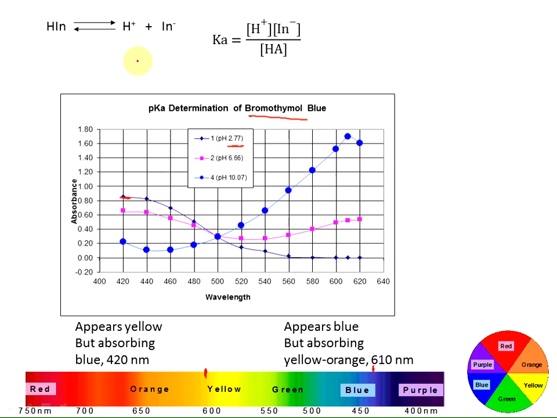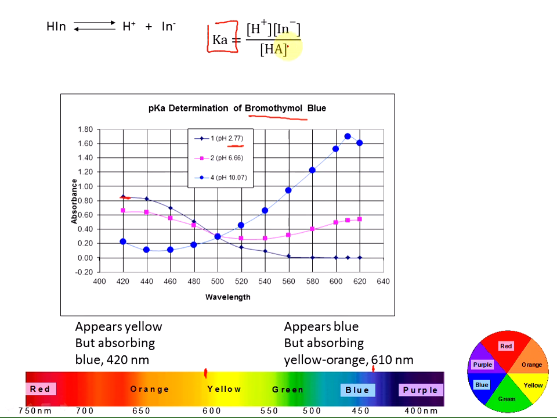Now if I write my mass action equation, remember it's products over reactants. And our goal of this experiment is to find the Ka of this bromothymol blue. Well, you'll see that we'll be measuring the pHs of our solution. So if I know the pH by measuring it, I can calculate the H plus concentration. The other pieces of the puzzle that I'm going to need to find the Ka are the IN concentration and the HIN concentration.